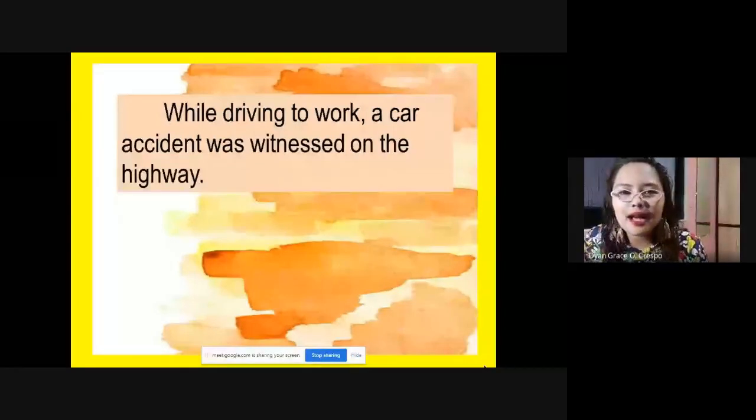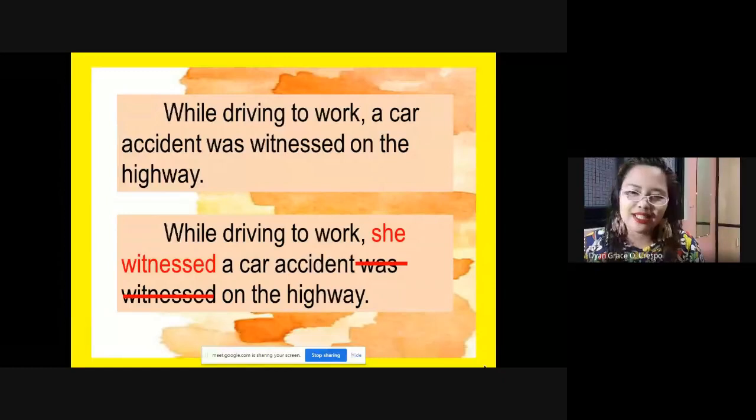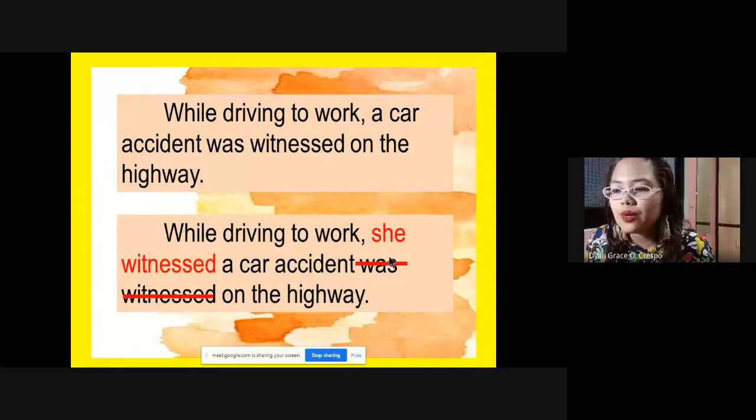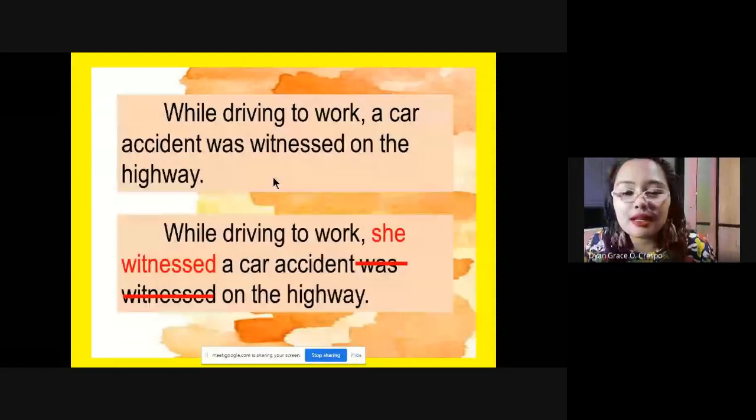Okay, the correct answer is, it's not correct. Why? Because a possible answer is, while driving to work, she witnessed a car accident on the highway. Ma'am, bakit she? Okay. So let's go back to the first sentence. While driving to work, a car accident was witnessed. May kulang. Something's missing. And what's that? A subject. Who witnessed the accident? Is it indicated? No one. Okay, it's not indicated. So you need to know what the subject is.